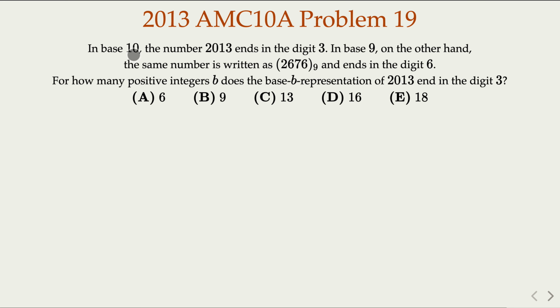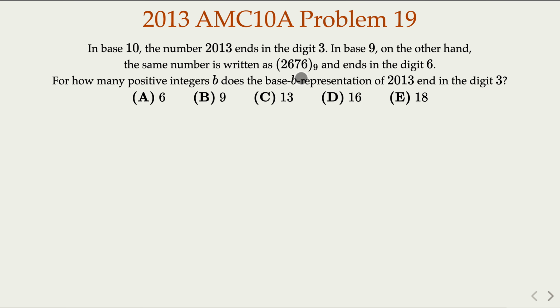Another problem here. In base 10 it says 2013. This is from the 2013 AMC10, problem 19, which is also towards the difficult part. Here the last digit is 3. In base 9, however, it ends with 6. So we ask: for how many positive integers b does the base b representation of 2013 end with digit 3? In other words, in base 10 the digit is 3, how about in base 7, base 8, different bases, right?